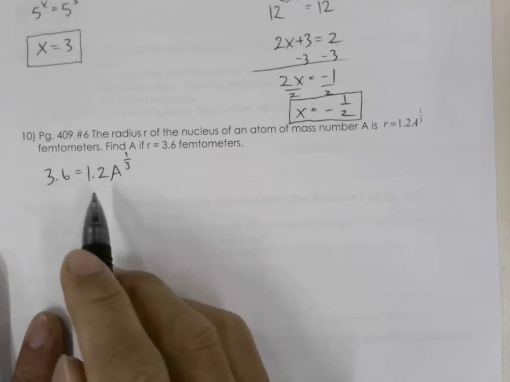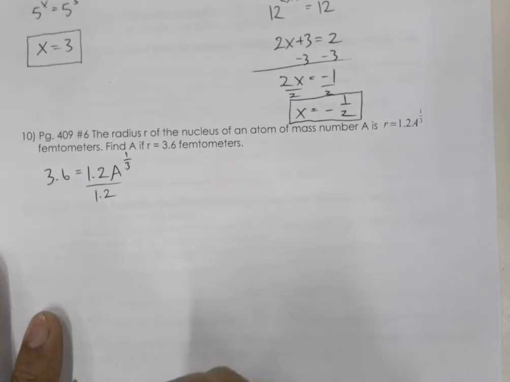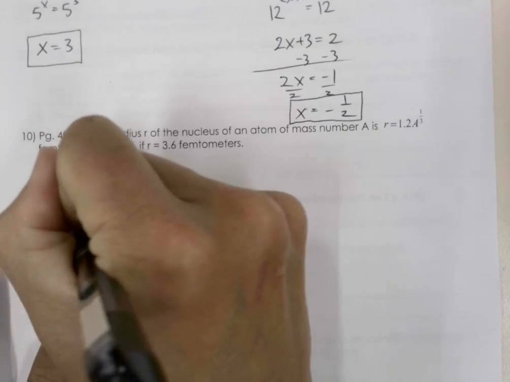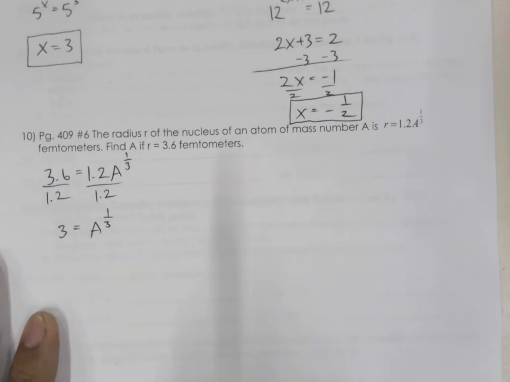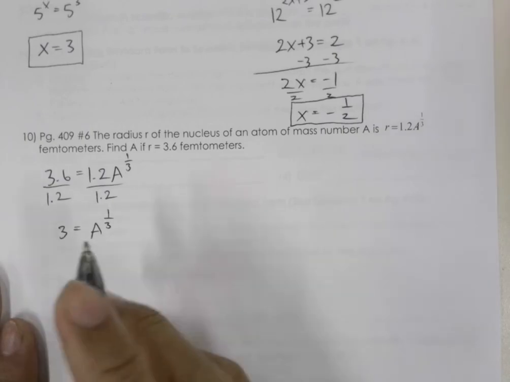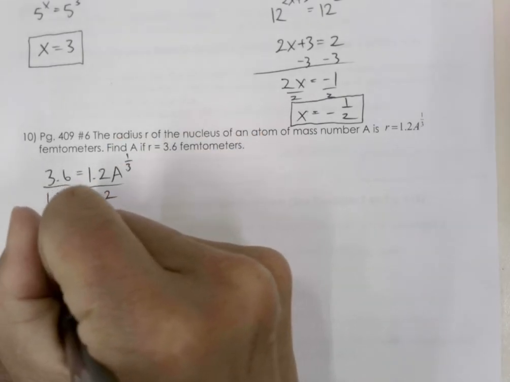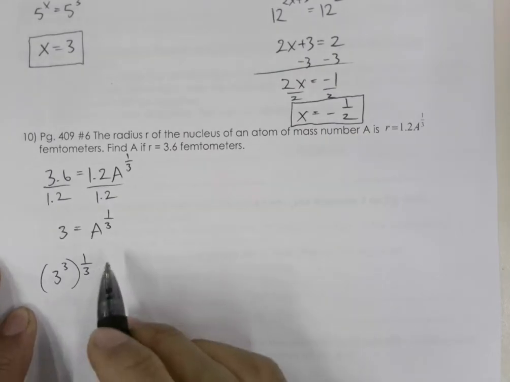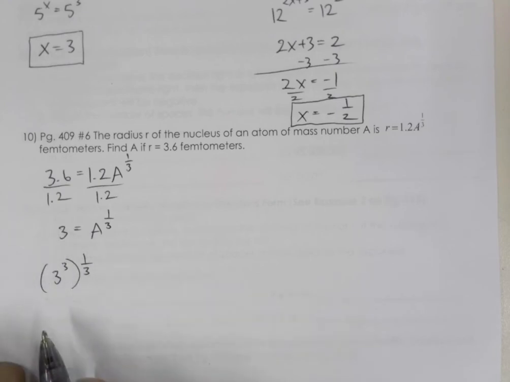Now we want to divide both sides by 1.2 to get rid of the coefficient. And we're going to be left with 3 is equal to A to the 1 over 3. Okay. Now that we're here, we're going to play a little bit of a math trick. We're going to take the left side of the equal sign, and we're going to say 3 to the power of 3, all to the power of 1 over 3. Right? What are we doing here? This expression is equal to 3.